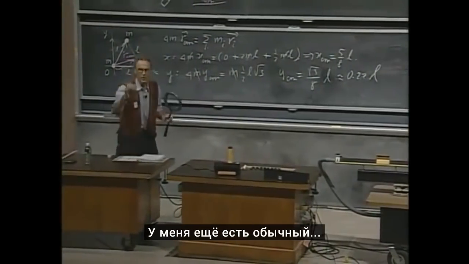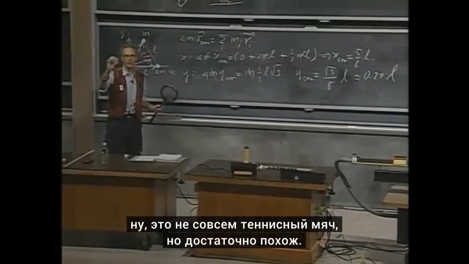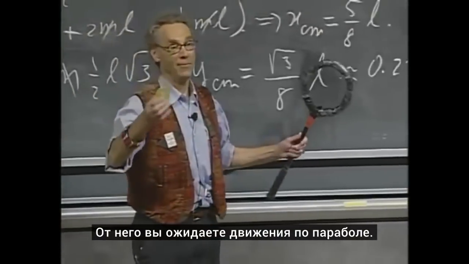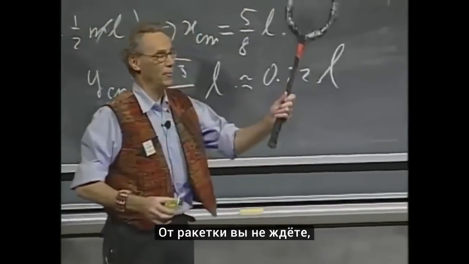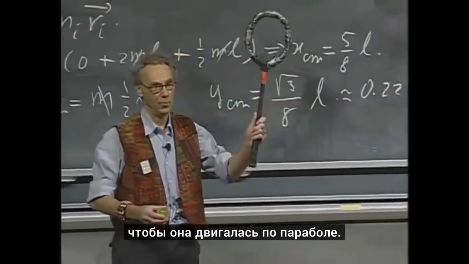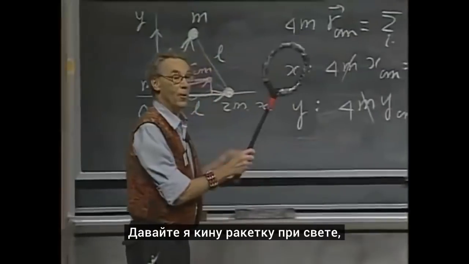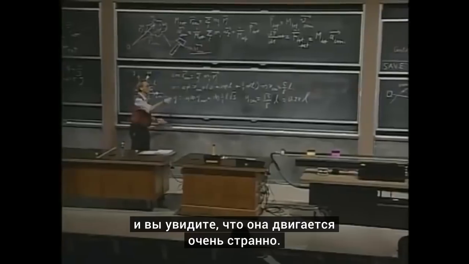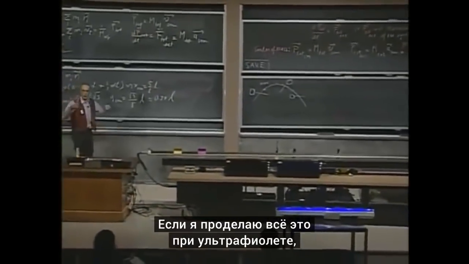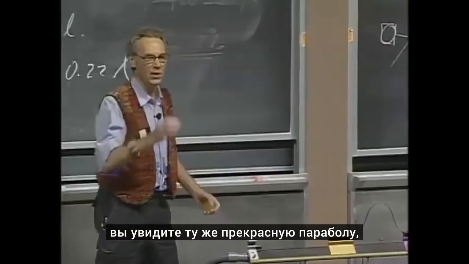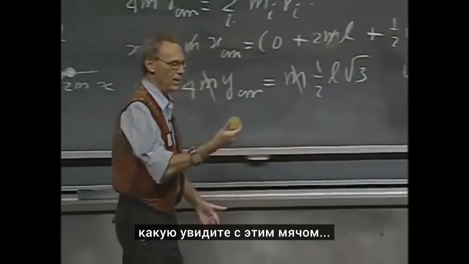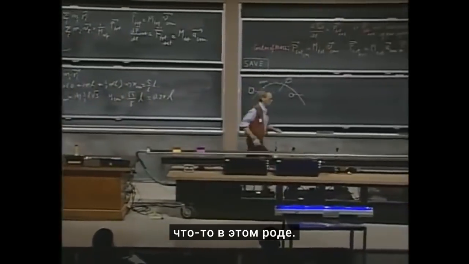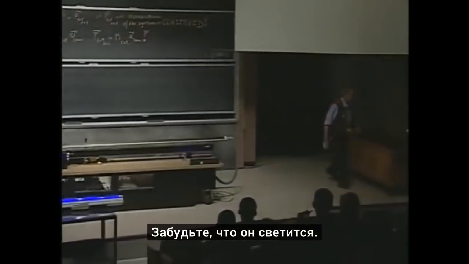I have also here a regular, well, it is not quite a tennis ball, but close enough. This one, you would expect it to behave perfectly like a parabola. From this one, you would not expect it to behave like a parabola. Let me throw this one up in light, and you will see that it is very strange motion. If I show you the whole thing in UV, then you will see the same kind of beautiful parabola as you would see with this ball. Something like this. Forget the fact that it lights up.